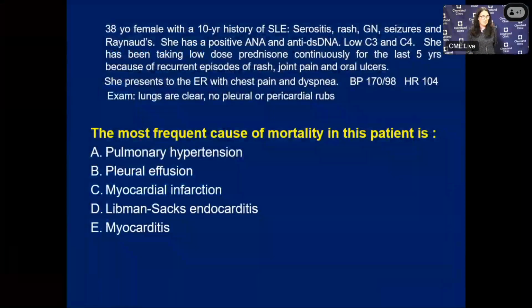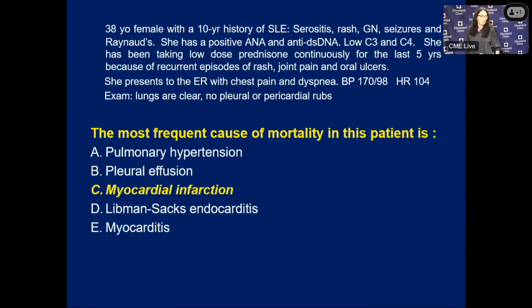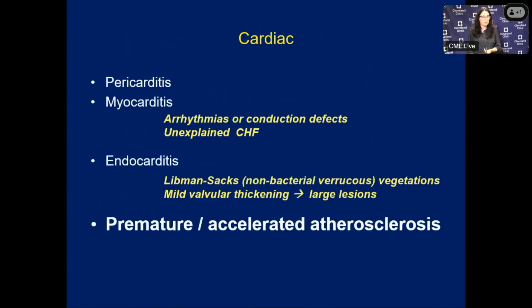All right, that is excellent because the correct answer is myocardial infarction. I want you to remember that the main point that I'm making on this case is a 10-year history of lupus, and that is associated with a high risk of cardiac disease.